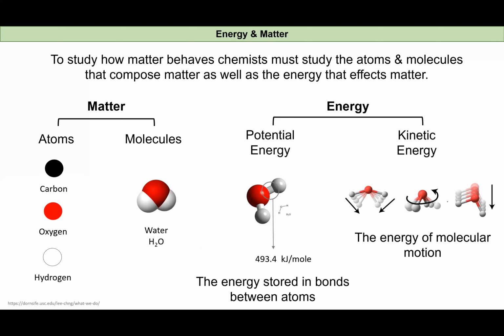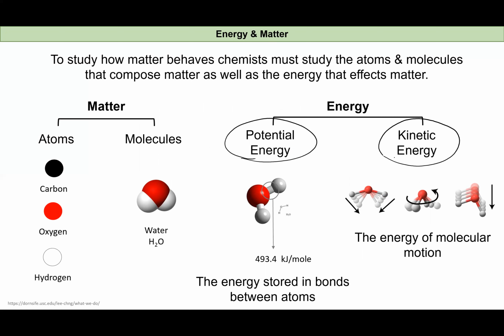So to study how matter actually behaves, we do also need to study energy as well. So within matter, we'll study atoms and molecules, but we need to be able to understand the energetics of these molecules and atoms. Within energy, there's two different types. There's potential energy, which is like being at the top of a roller coaster if you're in a physics class, and kinetic energy, which is racing to the bottom of a roller coaster down a hill in a physics class.